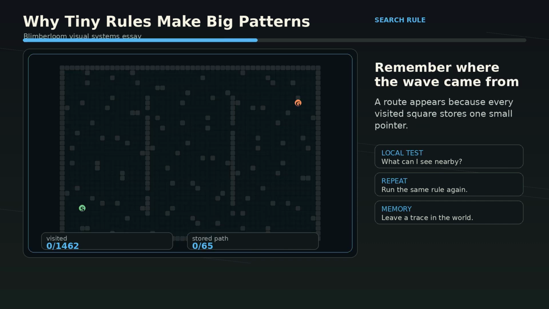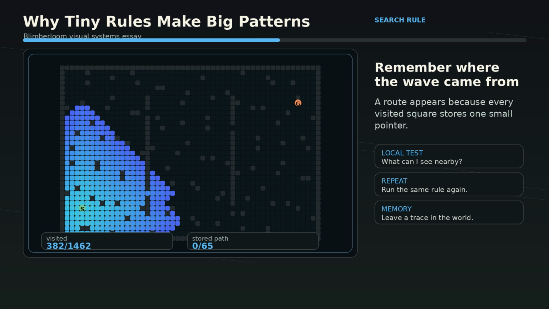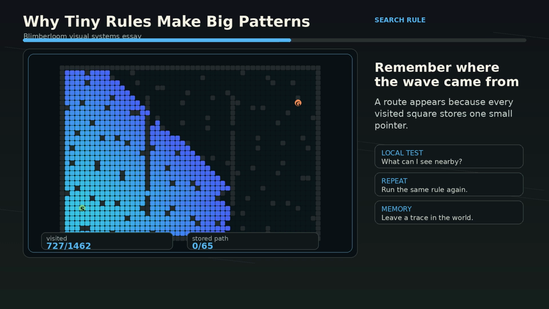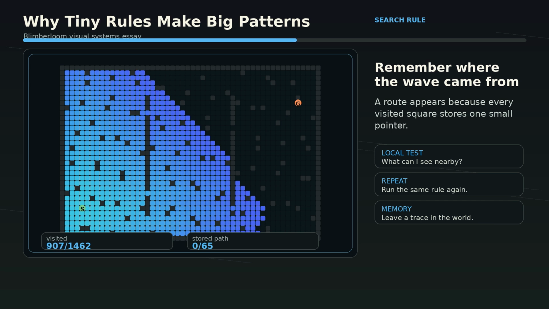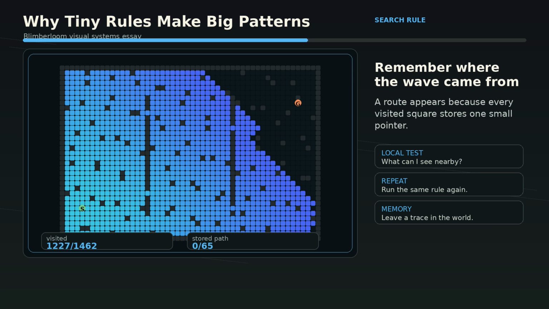Pathfinding feels different, but it uses the same idea. A flood search does not know the route in advance. It expands 1 step, then 2, then 3. Every visited square remembers where it came from. When the wave finally touches the goal, the path is already stored behind it. The line appears because every tiny square kept one tiny memory.